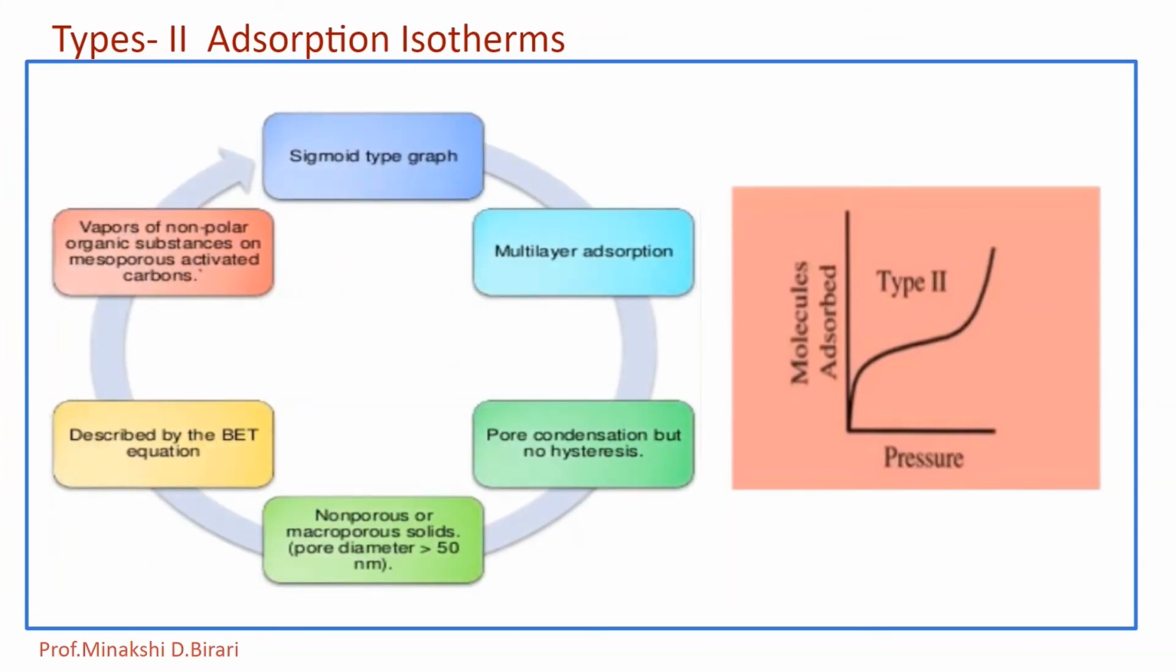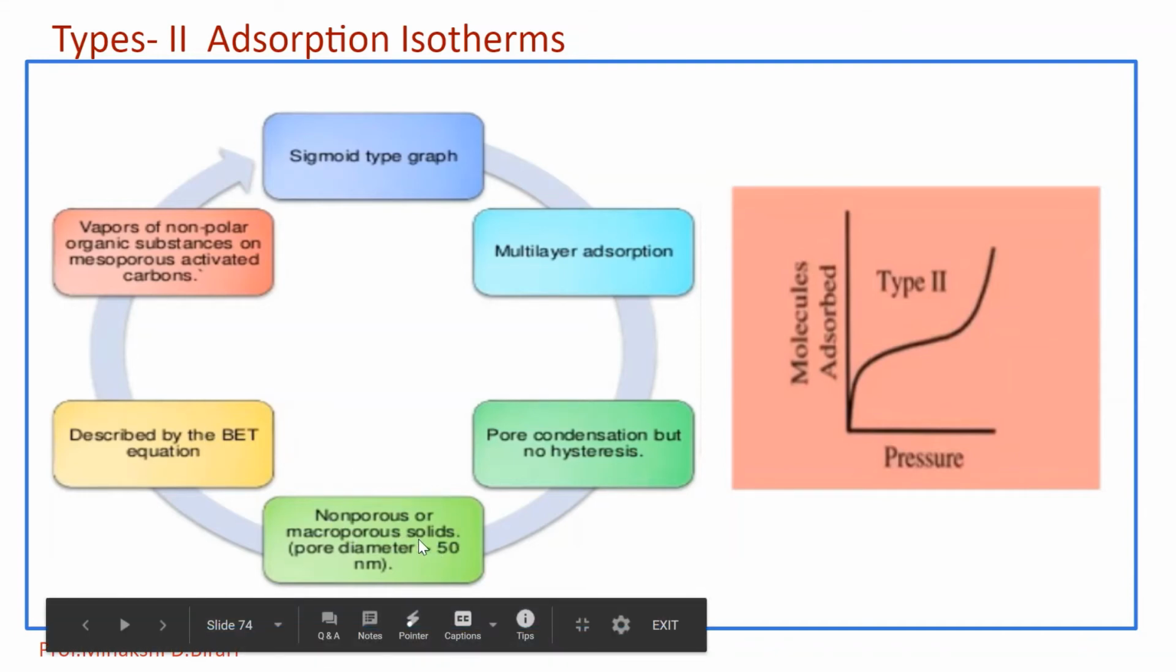So we should remember these points like that. The curve is sigmoid type, multilayer adsorption, pore condensation but no hysteresis, vapors of non-polar organic substances on mesoporous activated carbon. It is especially related to the BET equation. Non-porous or macroporous solids which are having the pore diameter more than 50 nanometer.